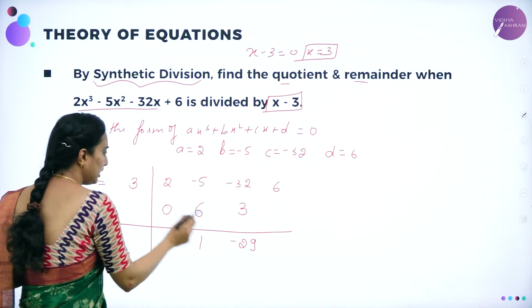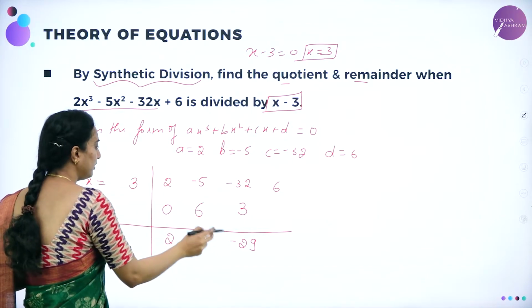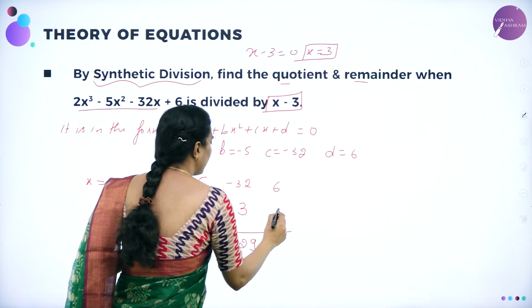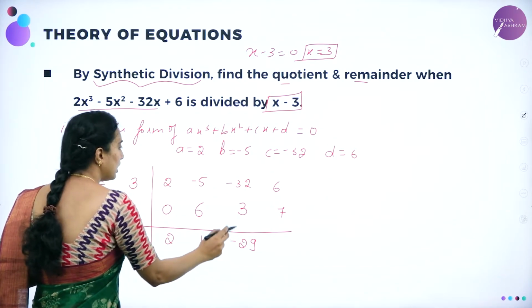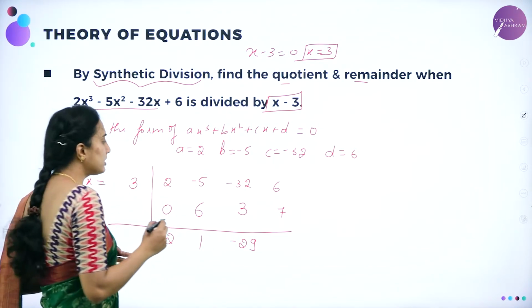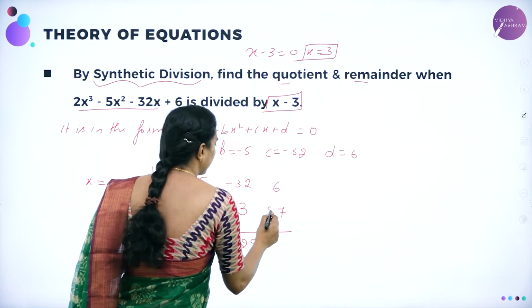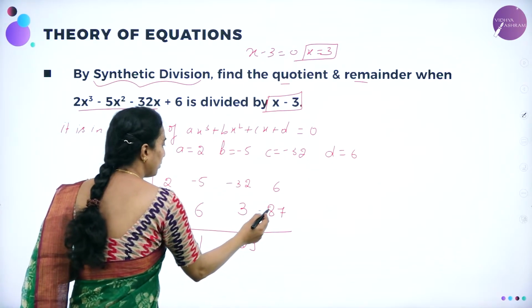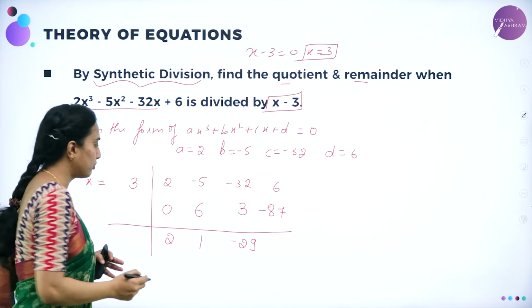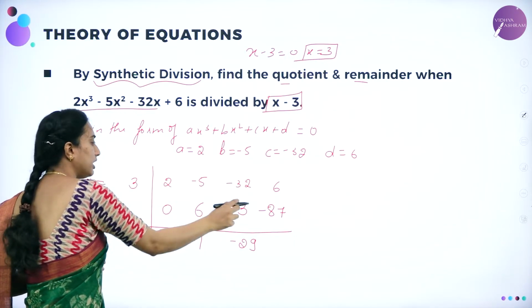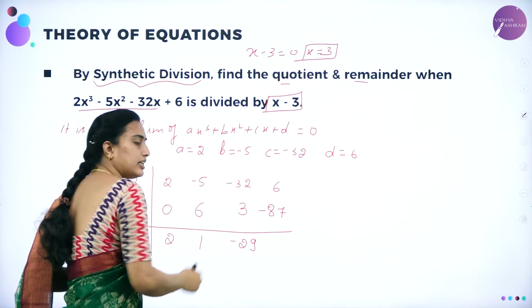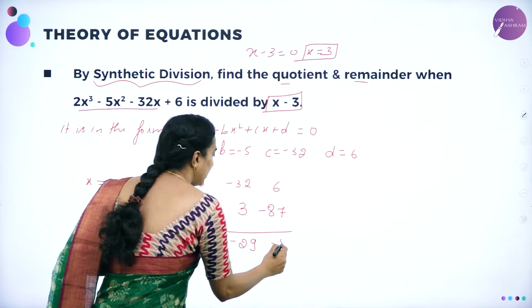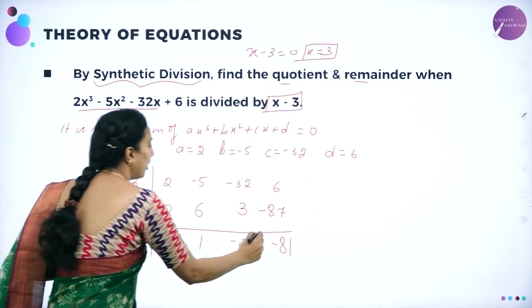Again multiplying these two, you're getting 9 3s are 27, 2 is the remainder. Now 3 2s are 6, 6 plus 2 is 8, which is negative. So you are going to get it here negative also, because negative of 29 into 3 is negative value only. You have to add this one. If you add 6 minus 87 gives you minus 81.